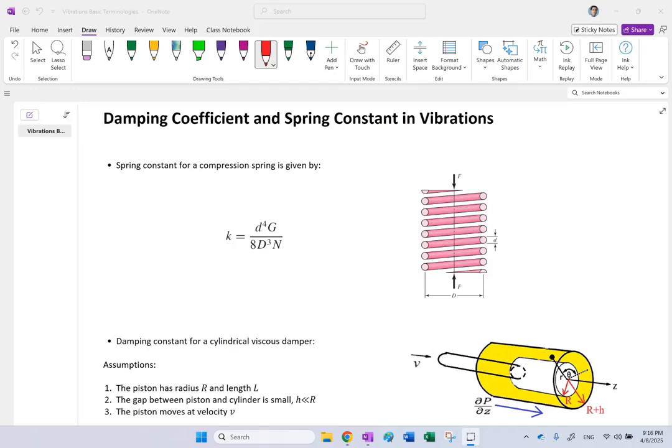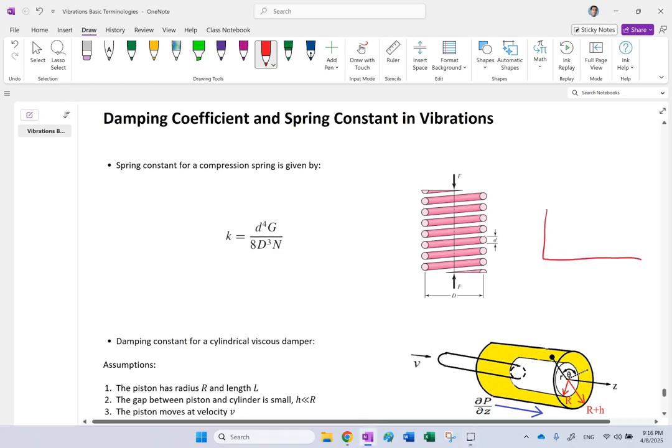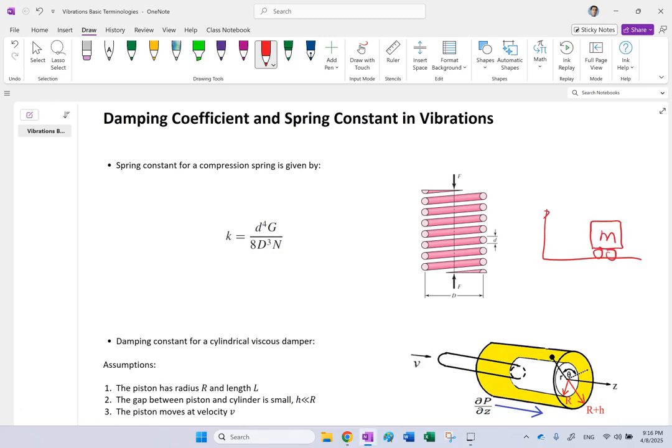Hello everyone. In this video, we are going to look at the formulas for damping coefficient and spring constant that you constantly see in vibrations, right? So when we have this mass spring damper system and we attach to the mass a spring and a damper, you might wonder, what are the values for this K and C in an actual physical spring or damper, right?